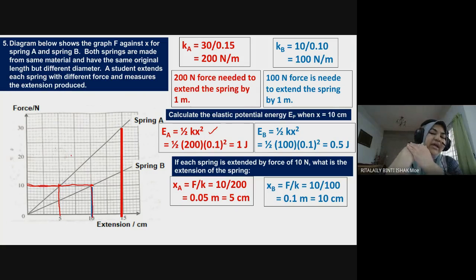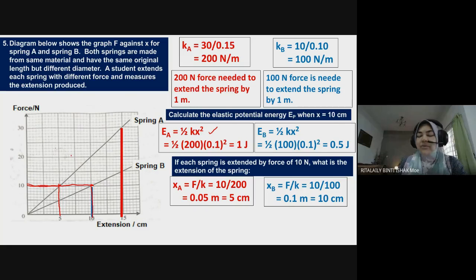This one is using calculation also can, because F equals to kx. So if we did not have the graph, then we use calculation. But if we have the graph, it's easier to use the graph. Okay.